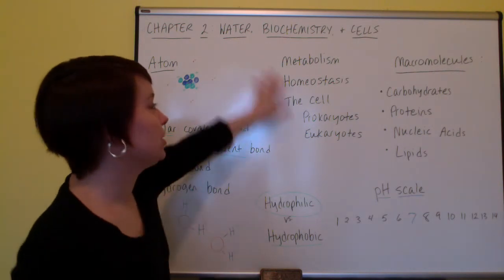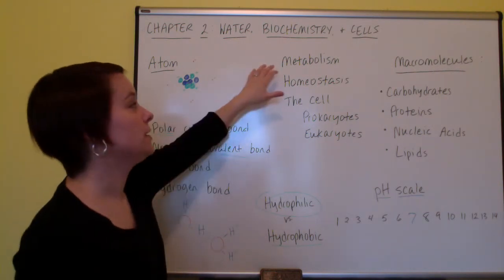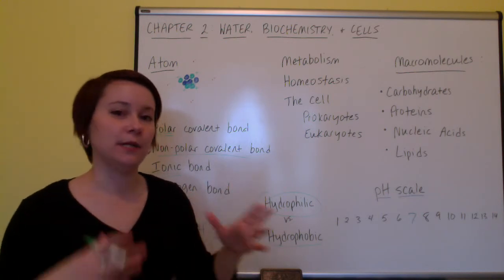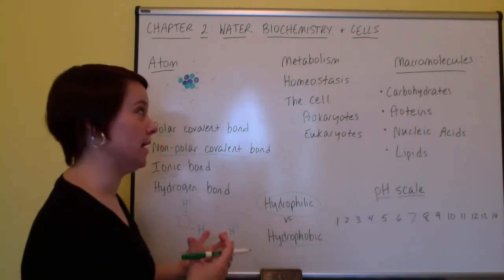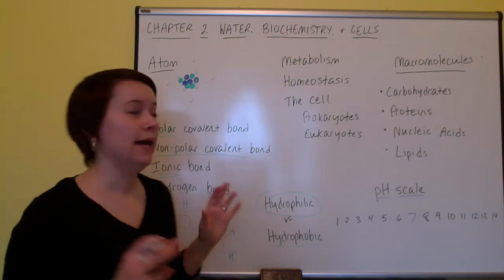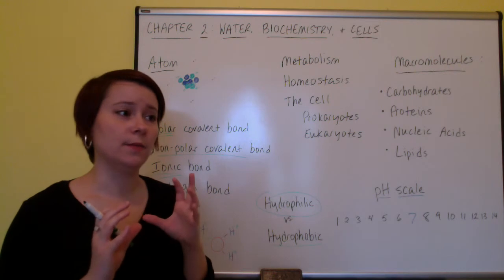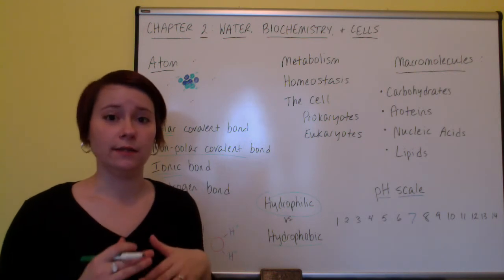All right, some other terms that are in your chapter that are important. Metabolism is the sum total of all of the chemical reactions that are happening in your cells, in your body at any given time. Homeostasis has to do with balance. So your body is trying to maintain a very delicate system of balance inside itself.